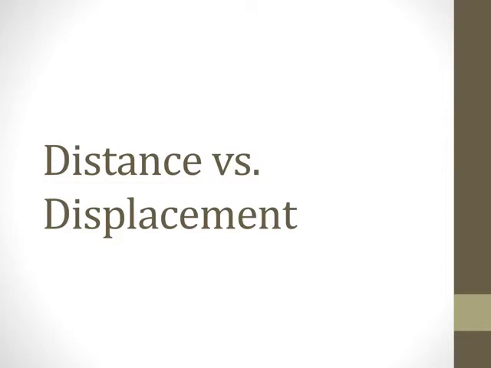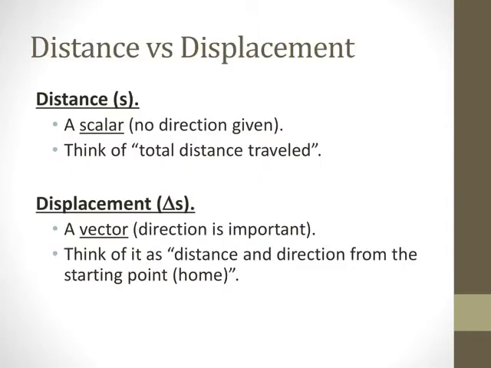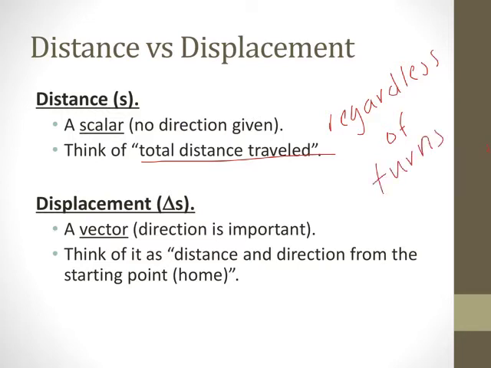Like a specific example. So distance is a scalar. You don't need to give a direction with distance. Another way to think about it is it's always the total distance that you travel regardless of any turns or changes in direction.